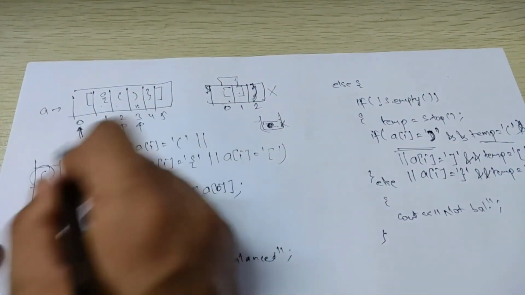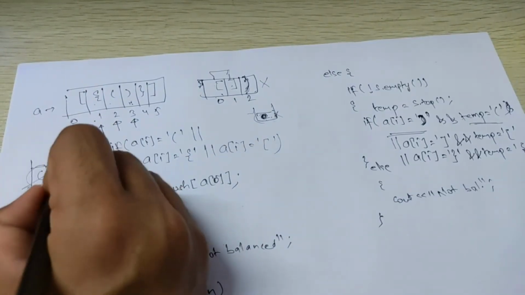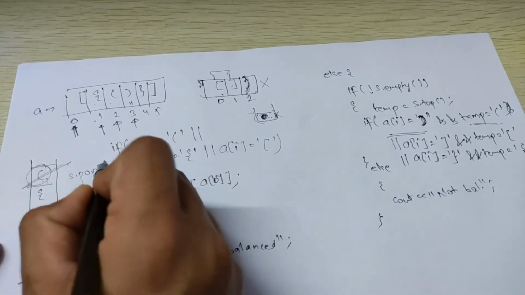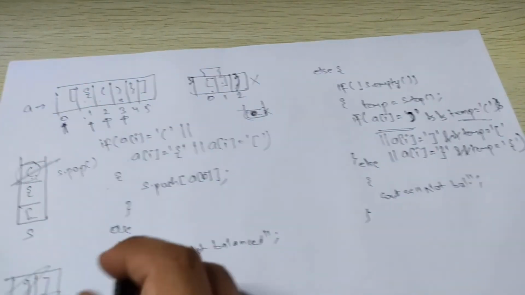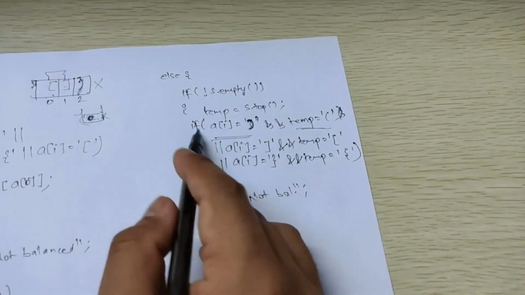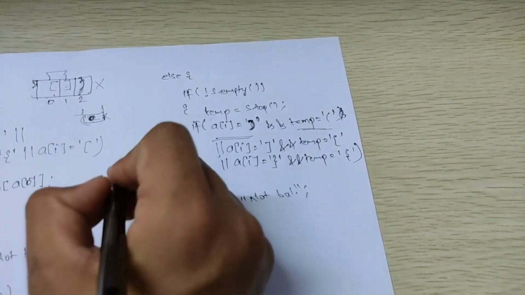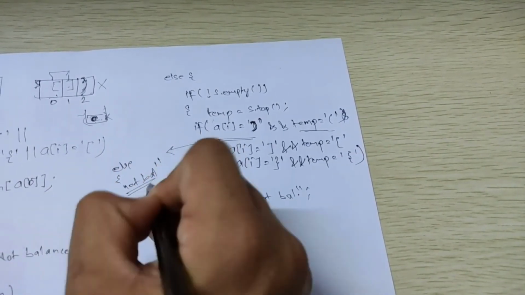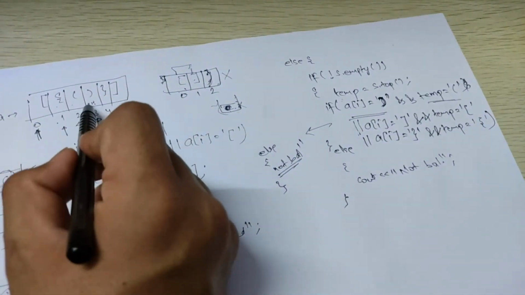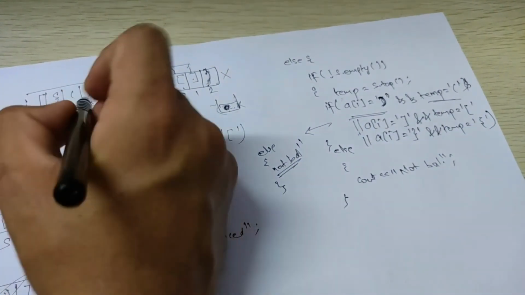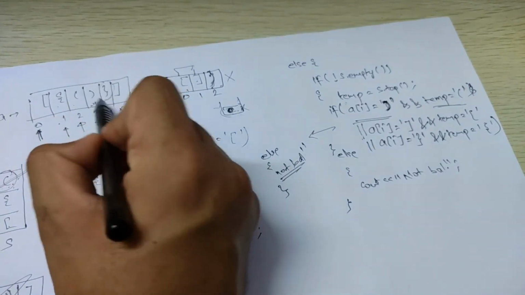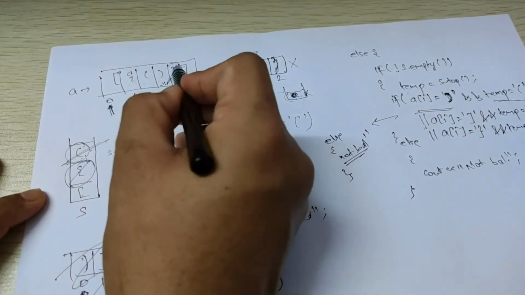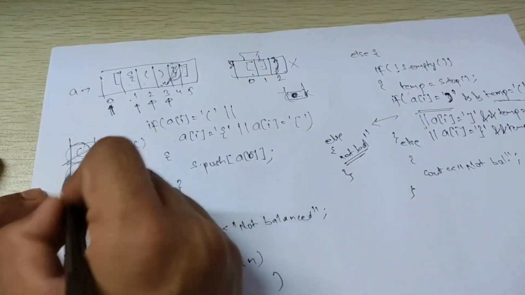So if it is true, then you just pop the element from the stack. So you just simply say s dot pop. Okay, if it is not the case, you can say that it is not balanced. So if none of the conditions is true, then you can simply say else not balanced. So you found this balanced. Now you move forward, you found a closing curly brace and the top of the stack is an opening curly brace. You can match them and then you can pop it from the stack.